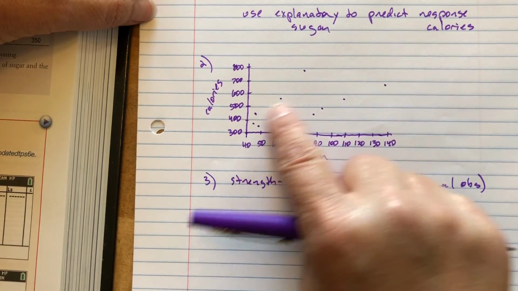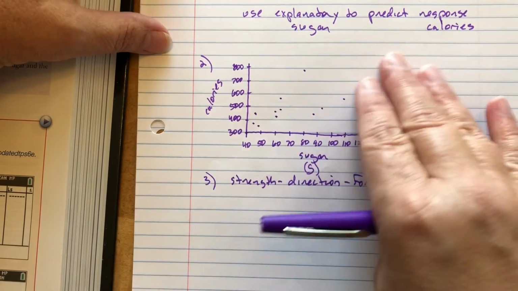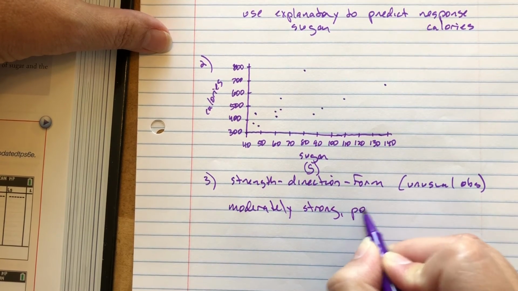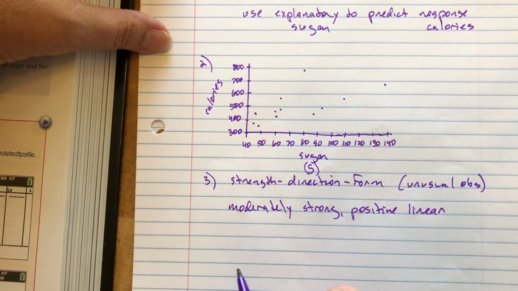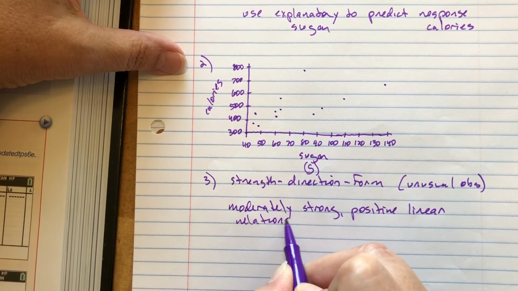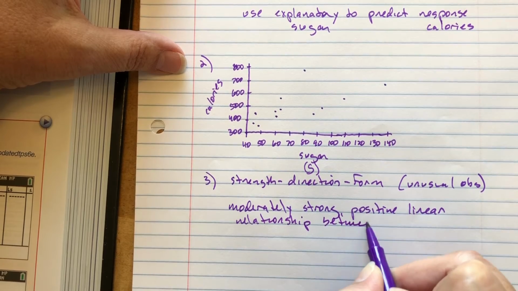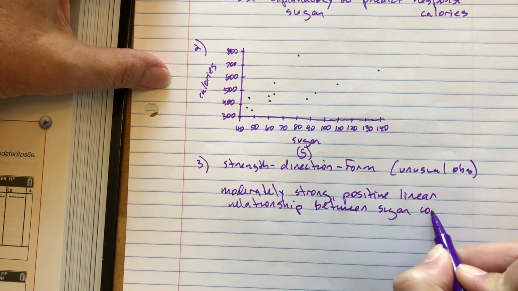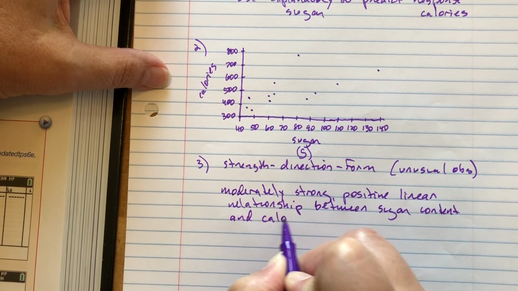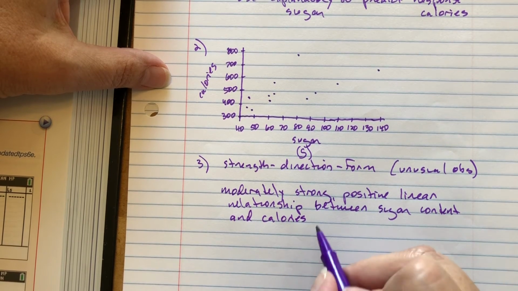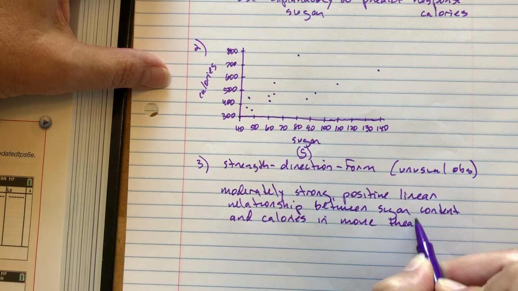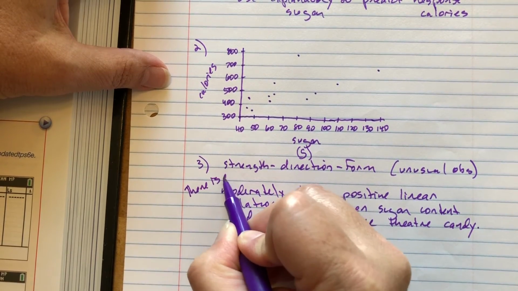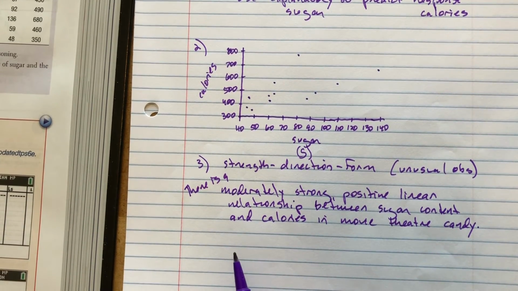And then the strength of that positive linear form. I think it's moderately strong. It's not a super straight line, but when I look at it, my eye does go up. So I'm going to say moderately strong positive linear relationship between, and then list the variables. There is a moderately strong positive linear relationship between sugar content and calories in movie theater candy.